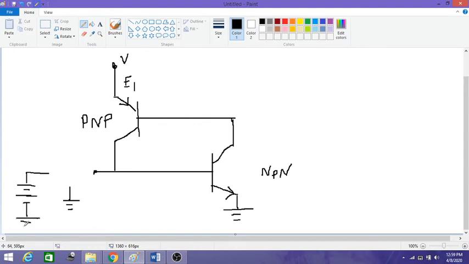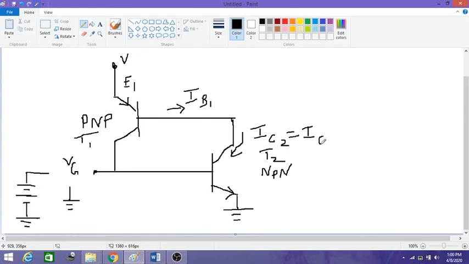So this is the ground. Okay, so this is my VG point. So this is my T1 transistor, this is my T2 transistor, and this is my IB1, and this is my collector current. IC2 is equal to IC0. So IC0 is the leakage current.